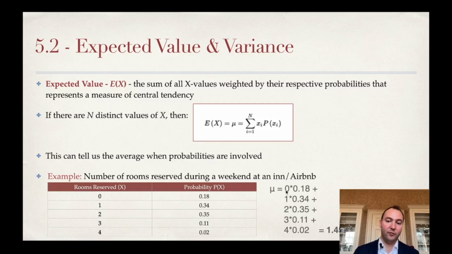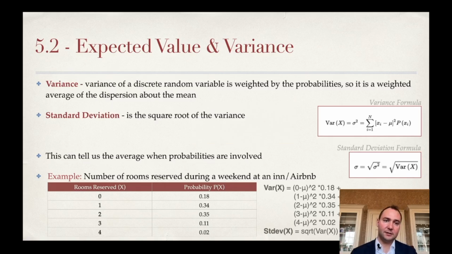Just multiplying every x value times the probability of that x value occurring and summing them together, and that gives us our average or expected value over these probabilities. All right, so how about variance? How can we calculate the variance of something like this where we have a sample space and a different probability for each one occurring? Variance of a discrete random variable is weighted by the probabilities, so it is a weighted average of the dispersion about the mean.